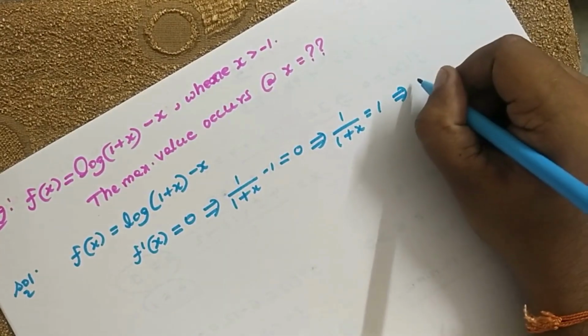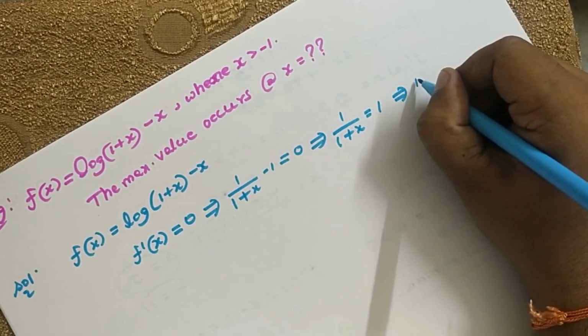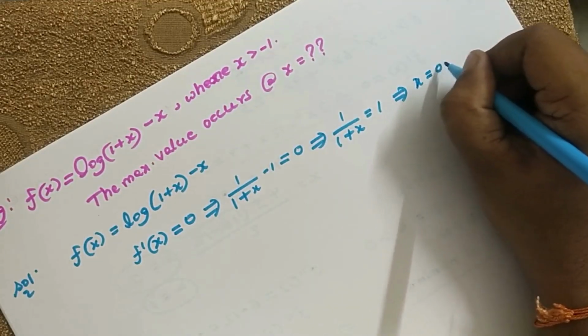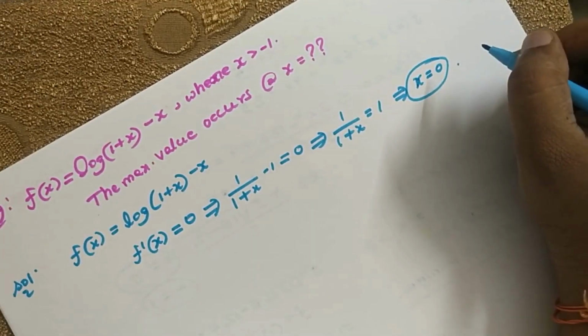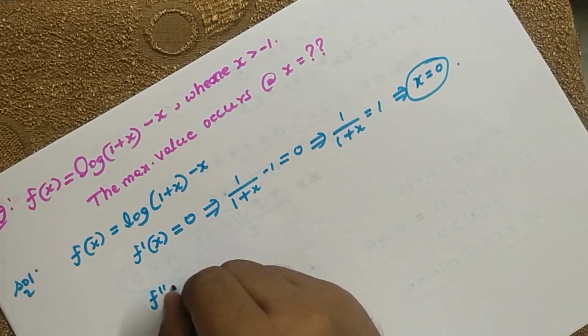Which implies x is equal to what? 0. So x is equal to 0. Now we have to find f double dash of x.